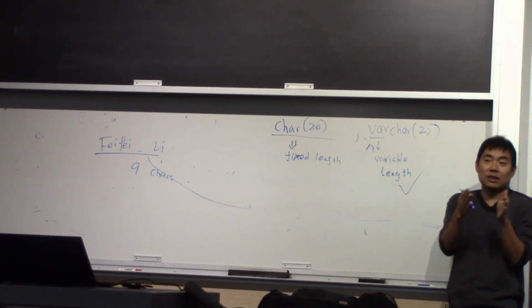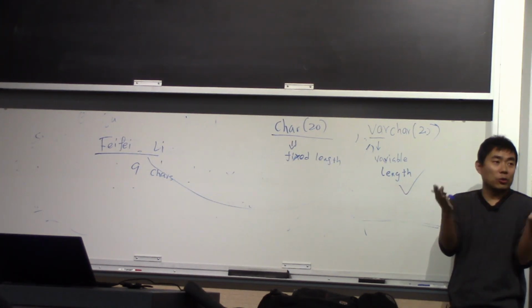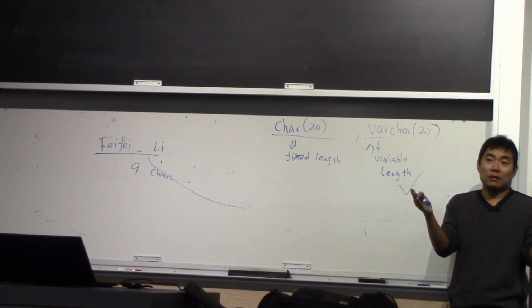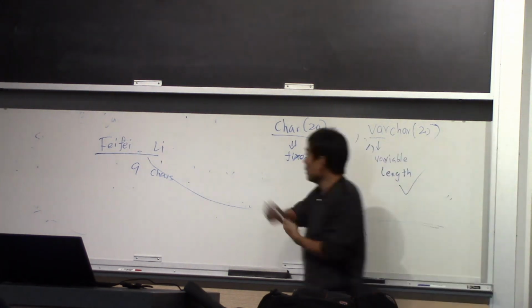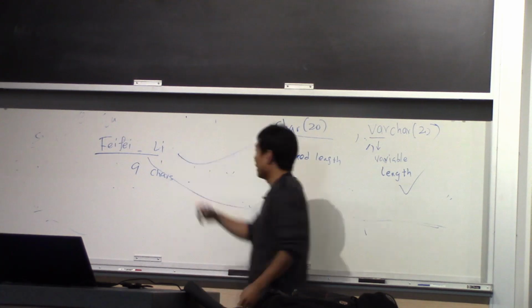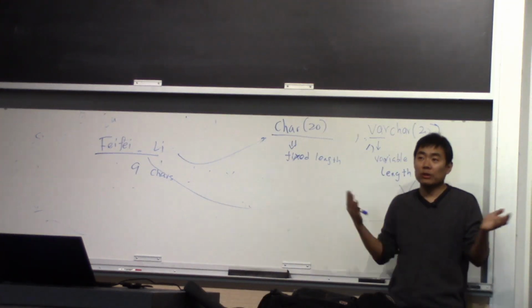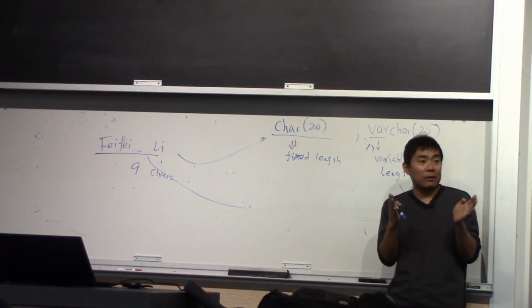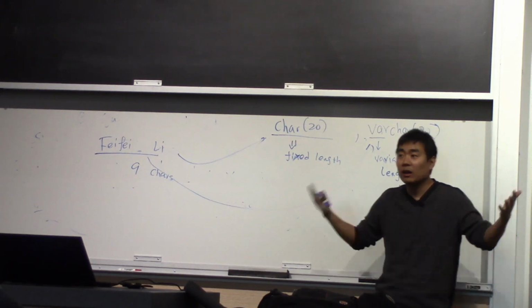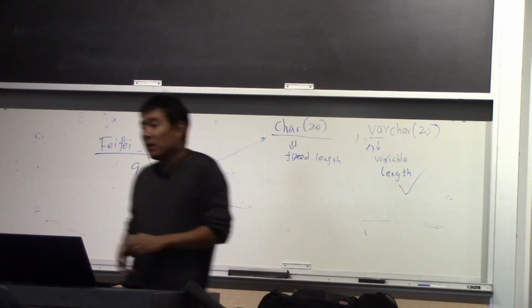Adjust the number of characters used to store a value based on the actual length of that value. If you use char 20 to store this value, you are wasting 11 characters. It only needs 9 characters, but you are using 20 characters. Why would you want to do that?